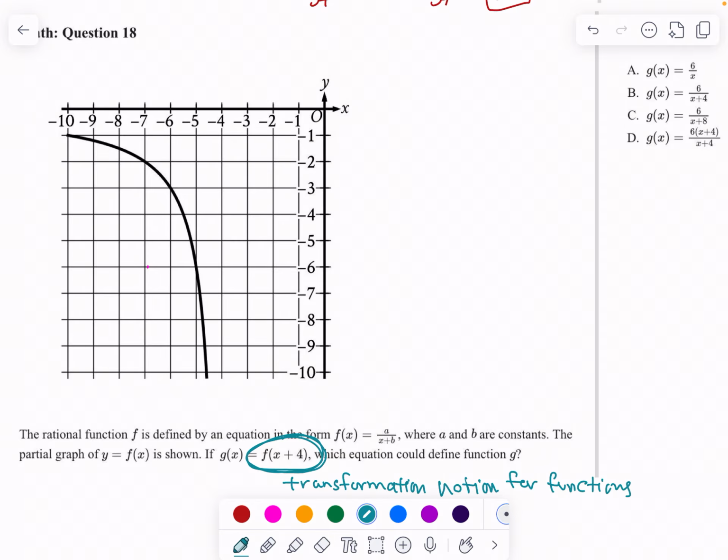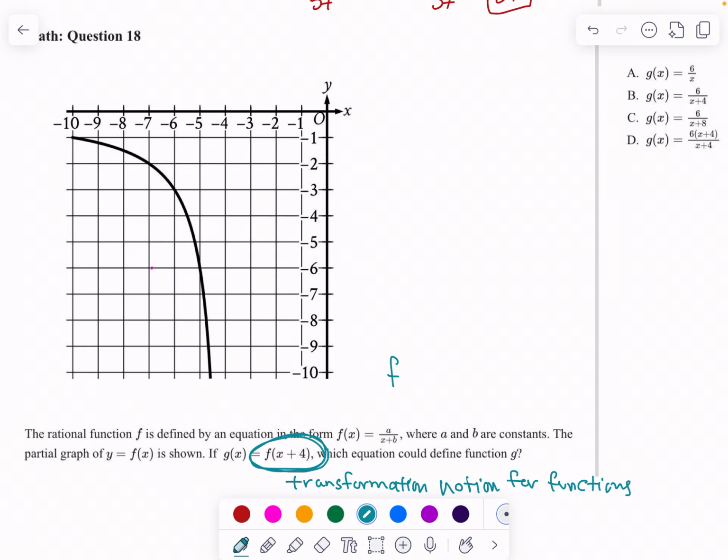And so if it has the x plus 4, let me just remind you that it would be like, so f of x, I'm going to do x minus h, means it's going to be moving left or right h units, and it's positive 8. So, right, it's going to be opposite.